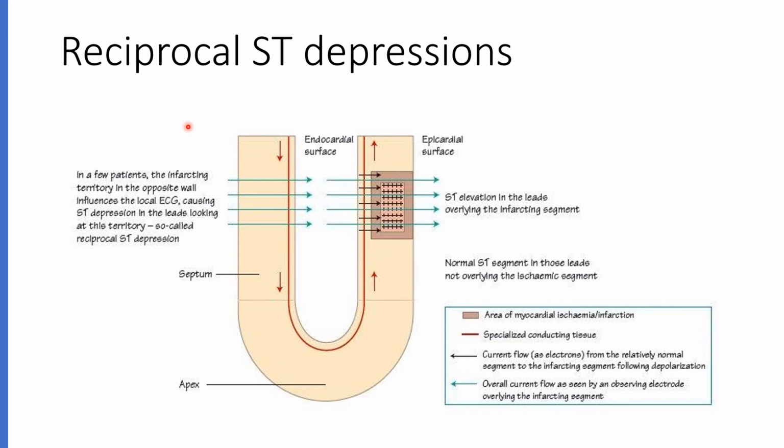Sometimes reciprocal ST depressions are all that you will see during an MI. For example, if you have a posterior wall myocardial infarction, all your electrodes are in the anterior part of the chest, so you're not going to see ST segment elevations in any of the leads. But what you will see is significant ST segment depressions in leads V1 to V3, which is basically a mirror image of what is happening in the posterior part of the myocardium. So sometimes reciprocal ST depressions can lead to a diagnosis of a posterior wall MI.